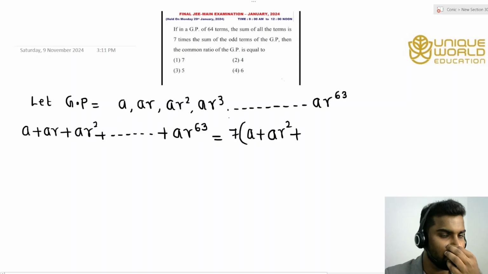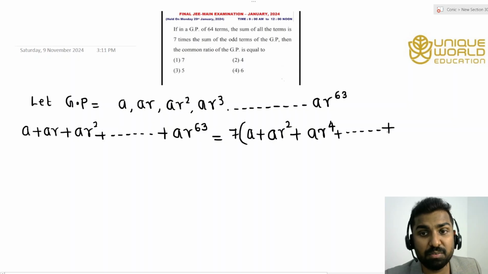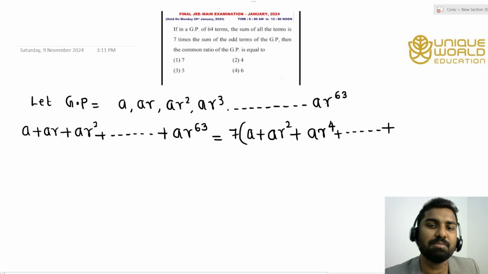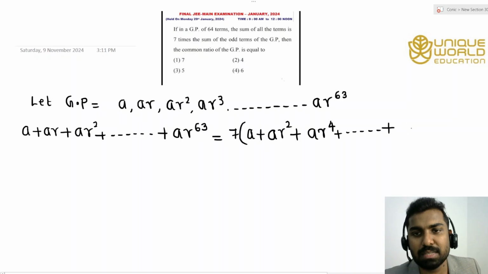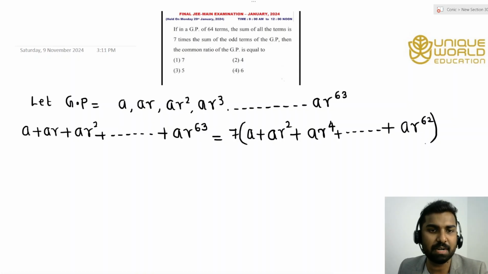Then the fourth term won't come, the fifth term will. So the fifth term will be a r to the power 4, etc., plus the 64th term won't come because the odd term will be the 63rd term. So the 63rd term means I can write a r to the power 62. They are telling 7 times the sum of odd number of terms will be equivalent to the sum of all terms of this particular GP.